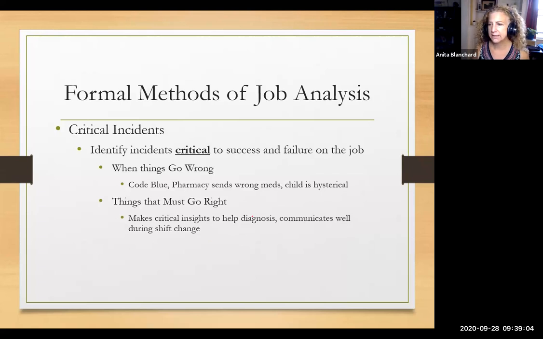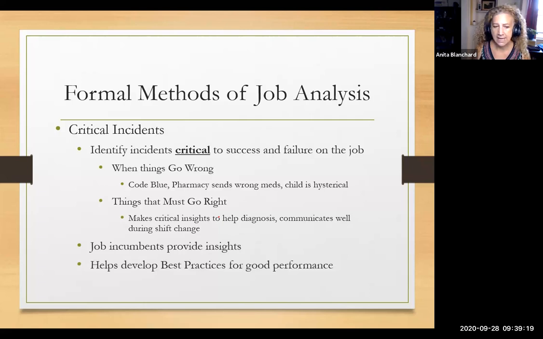So critical incidents are awesome for determining the characteristics of the person. This is a very person-focused job analysis method. The job incumbents provide insights, you do a lot of interviewing, and it's really amazing for best practices for good performance. Okay, we're going to come back to this when we talk about job evaluations, because if you've done this, you know exactly what a good high-performing employee looks like.